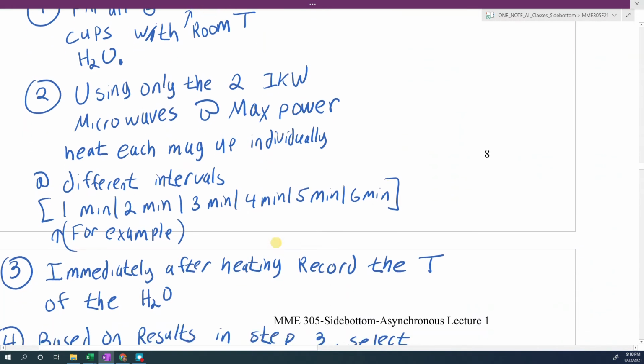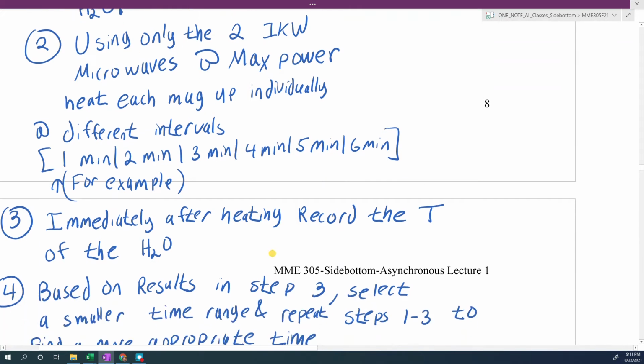Now, immediately after heating, I would record the temperature of the water. Then, based on the results from step 3, I would select a smaller time range and repeat steps 1 through 3 again to find a more appropriate time. Let's say that if I heated it for 4 minutes, it was too hot. For 3 minutes, the temperature was too low. I would pick times in between 3 and 4 minutes in order to try to find that optimal time.